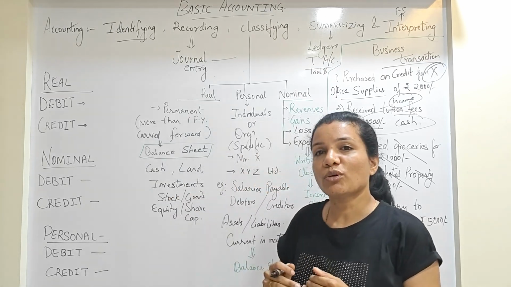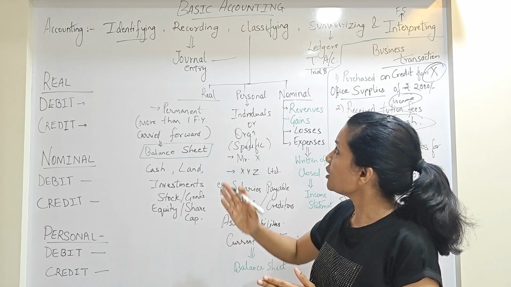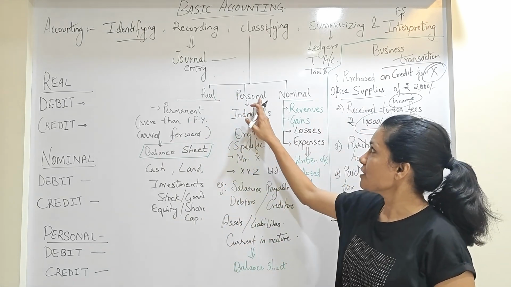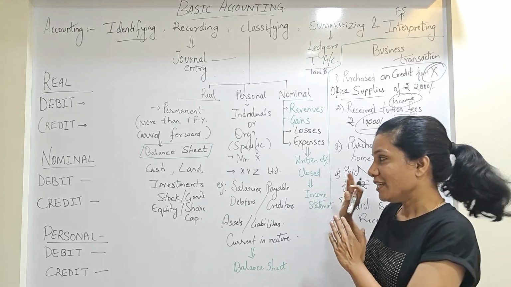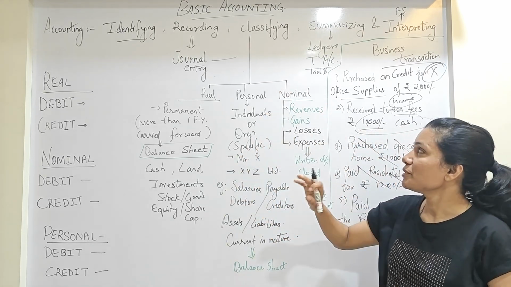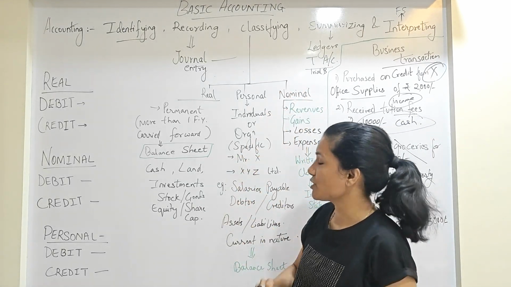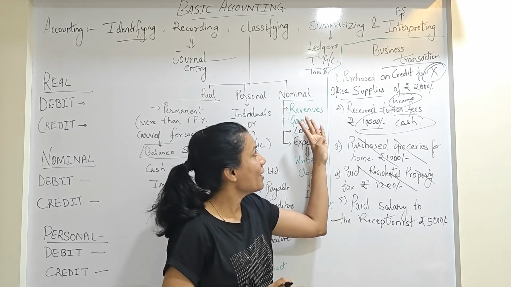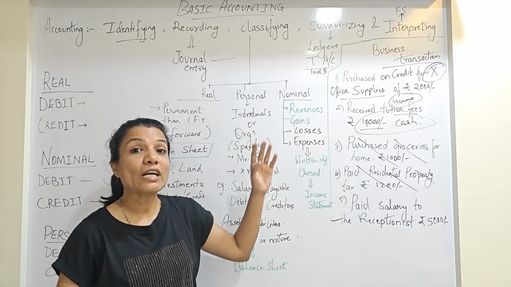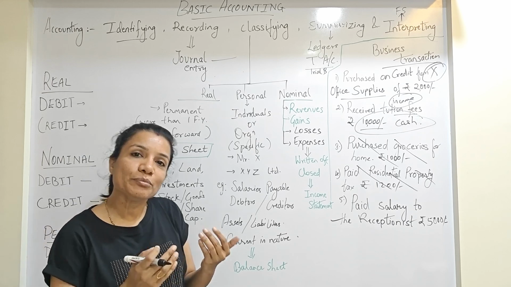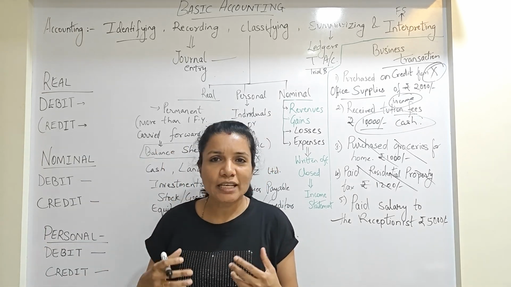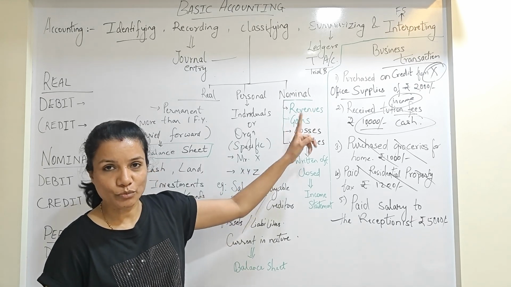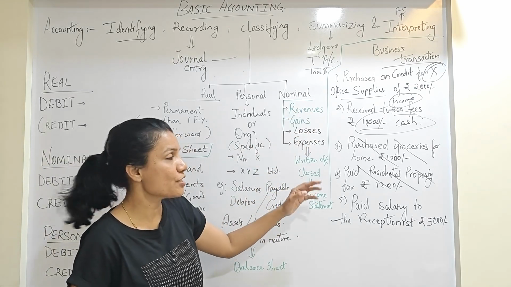Now, since I said in order to pass journal entries, we need to first classify the accounts, and there are three types: real, personal, and nominal. Let's proceed. We'll begin with nominal first. Nominal accounts are four things: revenues or gains. So revenue from the business or any kind of capital gains, any kind of profits that you receive will be classified under nominal accounts.